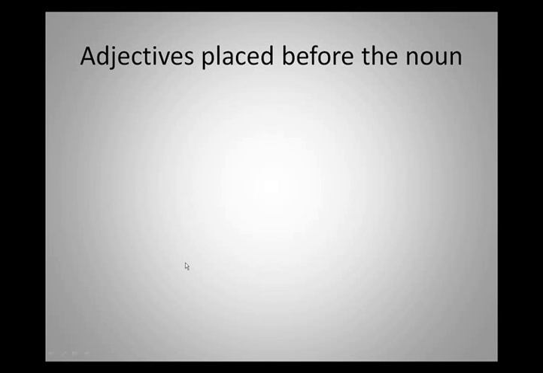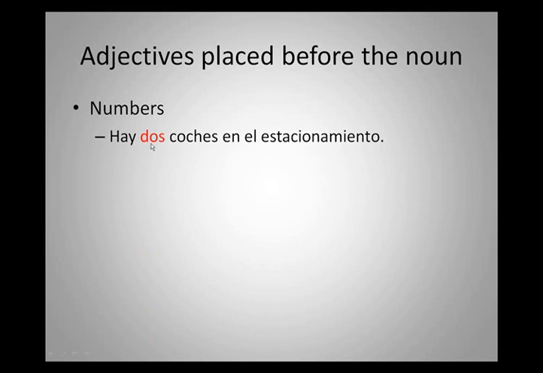Although most adjectives are placed after the noun, there are a few exceptions to that. Let's see some. With numbers, for example, we place the number, which is an adjective, before the noun it modifies. Let's see an example. Hay dos coches. So here, dos is our adjective. It's modifying cars. So hay dos coches en el estacionamiento. There are 2 cars in the parking lot.